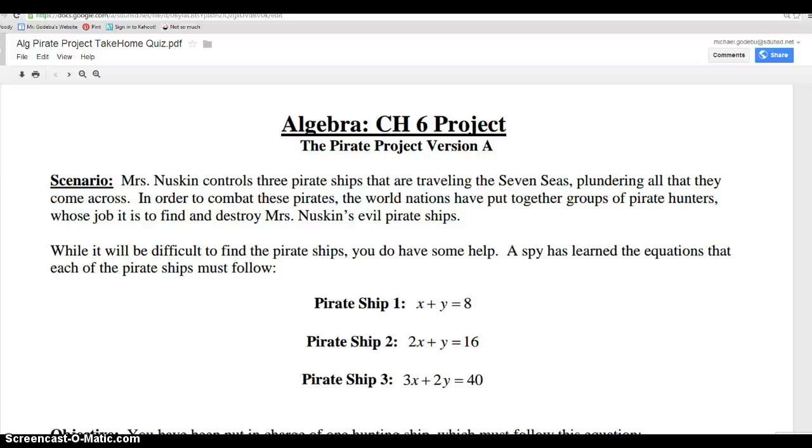These are the instructions for the Pirate project. It's a take-home quiz. It's really a project that we're giving you a quiz grade for. I'm not going to read the entire instructions to you. I'm simply going to explain what it says.